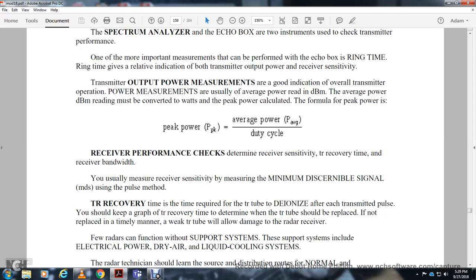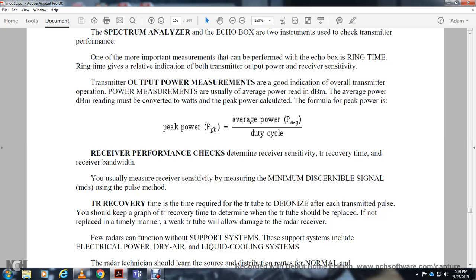You should keep a graph of the recovery time of the transmit-receive tube, which should be replaced in a timely manner. A weak transmit-receive tube will allow damage to the receiver. Each radar can function only with the support of other systems.